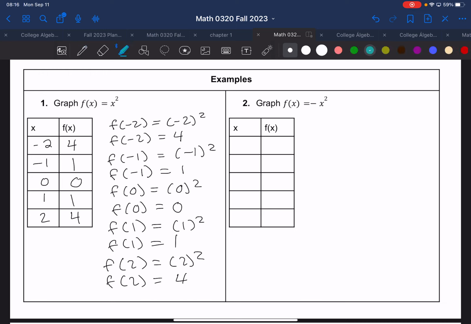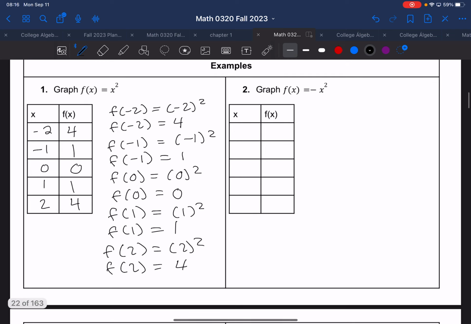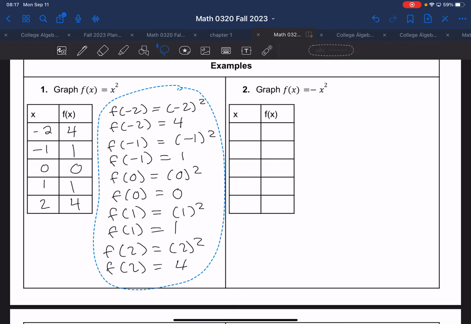Okay? Didn't leave much room to plot this. So now we're going to, let me see. I wrote this way too big. Can I move this? Yeah.